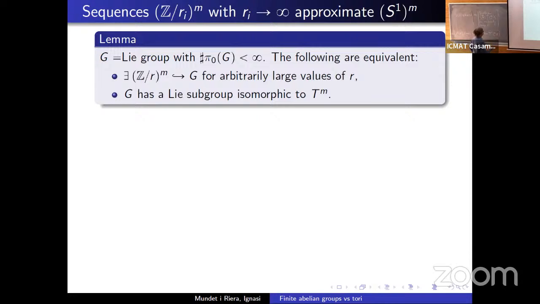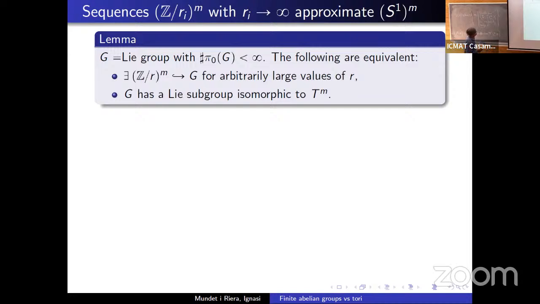So if G is a Lie group, and Lie group means finite dimensional Lie group, with finitely many connected components, then the following two conditions are equivalent. G contains subgroups isomorphic to Z mod R to the M for arbitrary large values of R, and on the other hand, G has a Lie subgroup isomorphic to the n-dimensional torus.